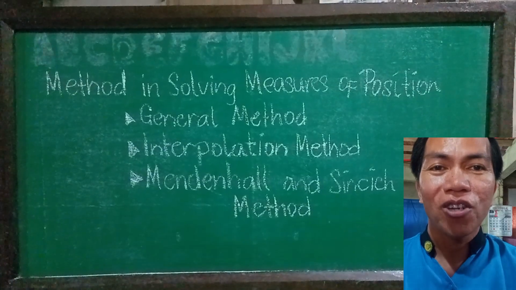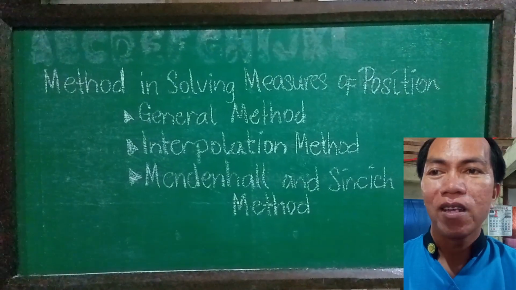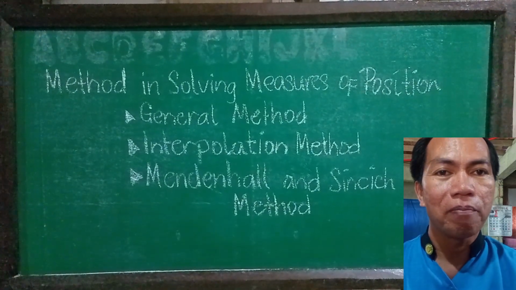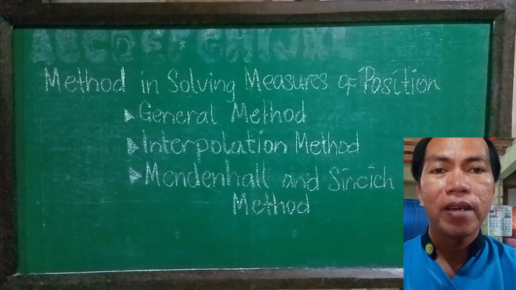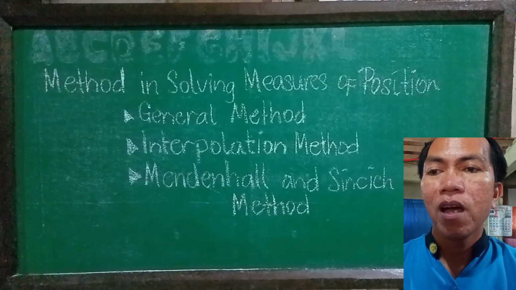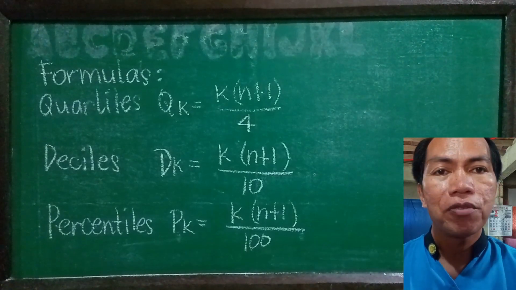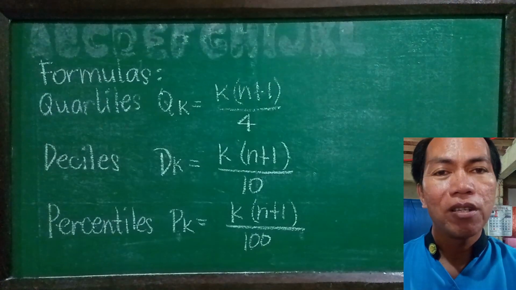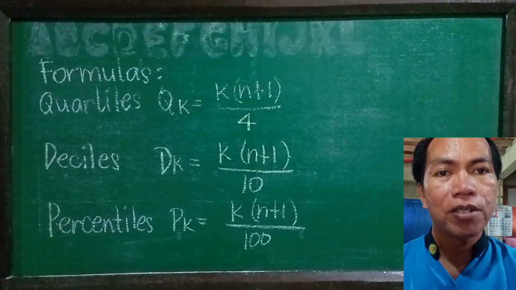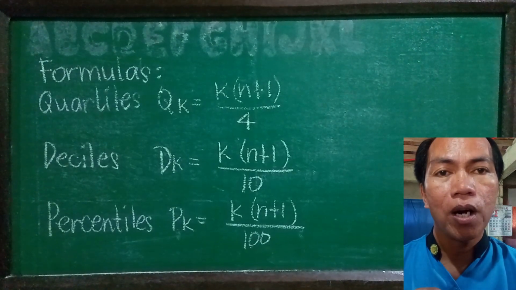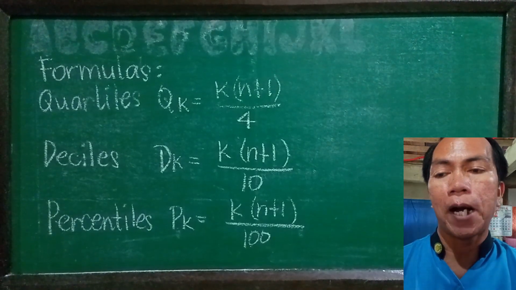We have three methods in solving measures of position. The first one is by using the general method. The second is by using the interpolation method. And the last one, which we'll be discussing in today's video, is the Mendenhall and Sincich method. These are the formulas that we will be using. If we're looking for the position of quartiles, we will use the formula Q_k equals k over 4 times the quantity n plus 1, or Q_k equals k times the quantity n plus 1 over 4.